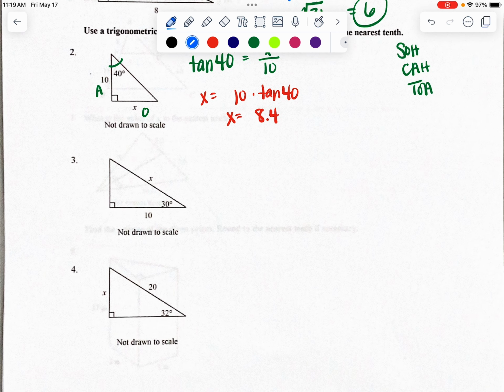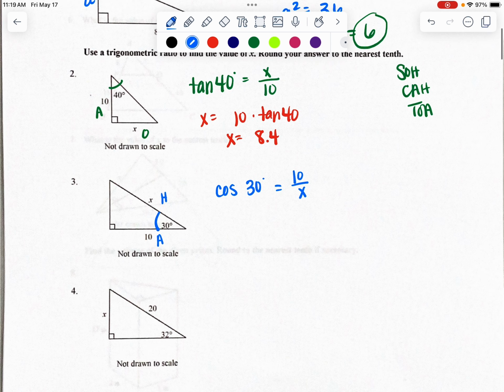Number 3, here's my angle. In reference to my angle, x is the hypotenuse and 10 is the adjacent. Now the hypotenuse is the hypotenuse regardless of where the angle is, just as a reminder. So adjacent and hypotenuse, of course, is going to be cosine. So the cosine of my angle is adjacent over hypotenuse. This time our x is in the denominator, so I know instead of multiplying on this one, I will be dividing. So it would be 10 divided by the cosine of 30. And again, rounded to the nearest tenth, I get 11.5.